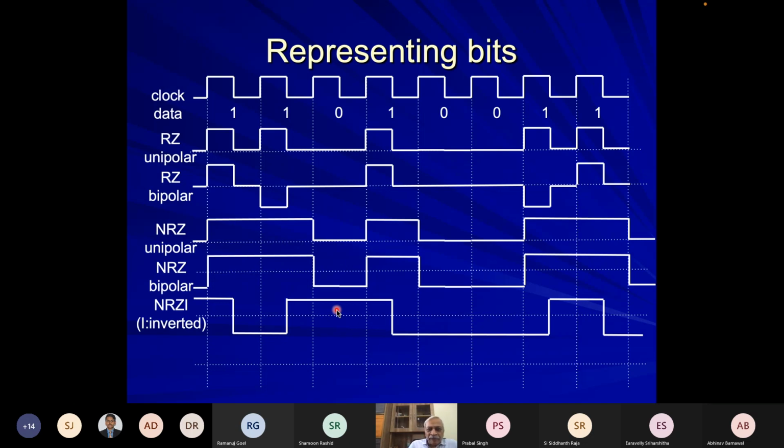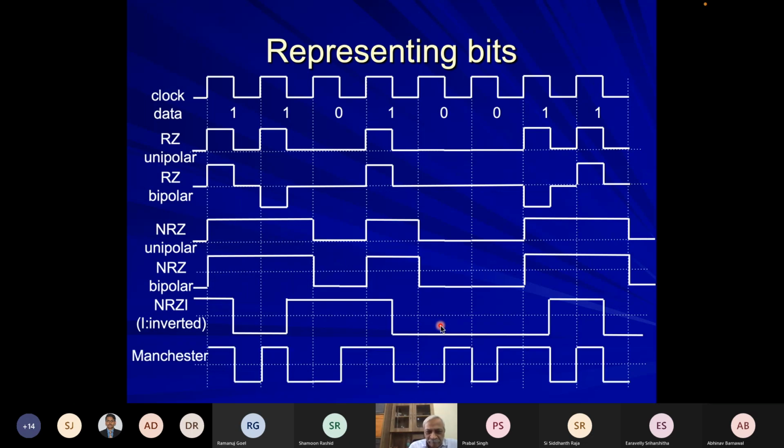This is another one where with each 1 you are making a transition. This one is represented by this transition, the next one by this transition, and so on. So when there is 0, no transition. When you have 1, you toggle the bit. Another encoding: for each bit, there is a transition. 1 means a transition from 1 to 0. 0 means a transition from 0 to 1.